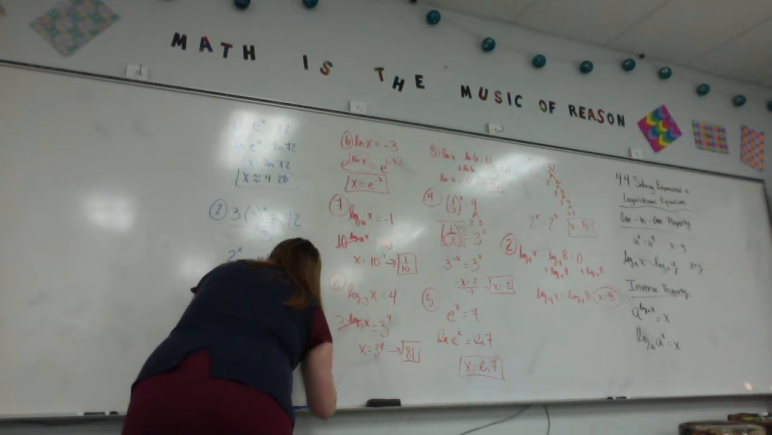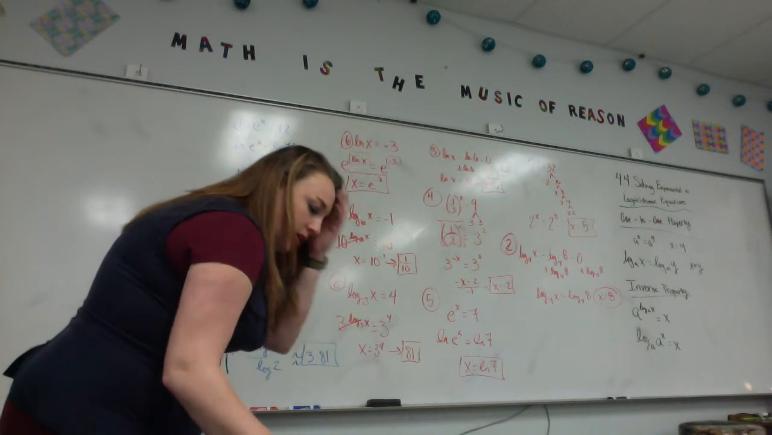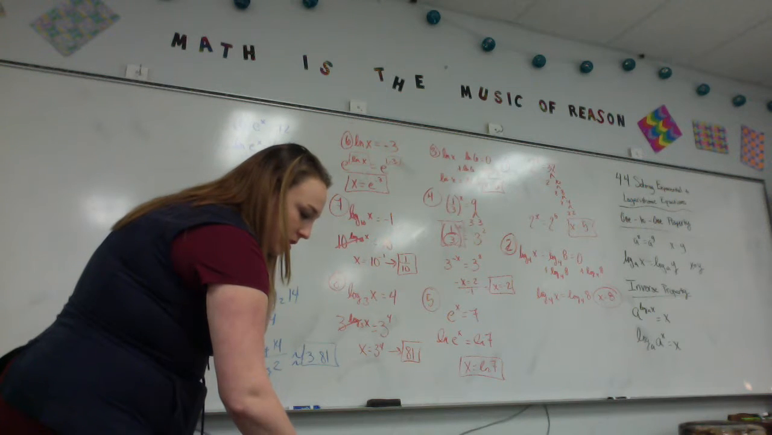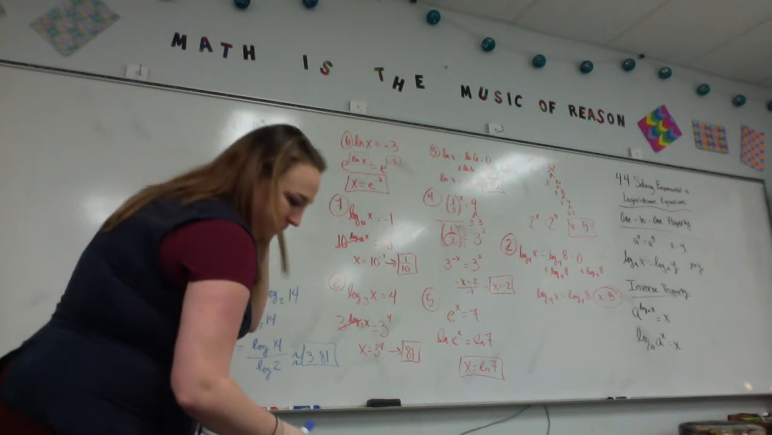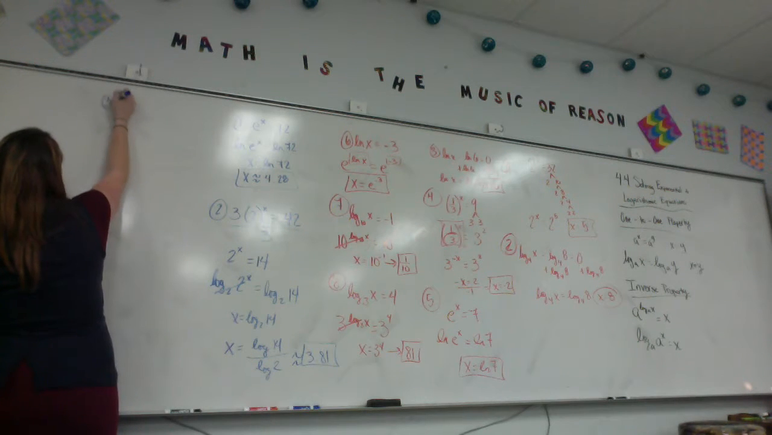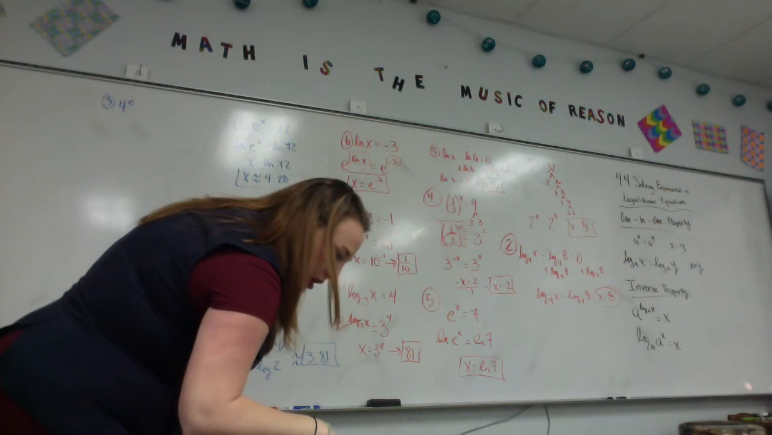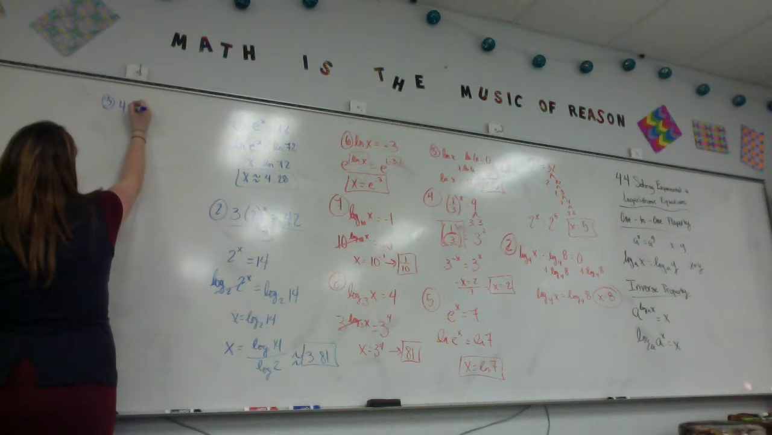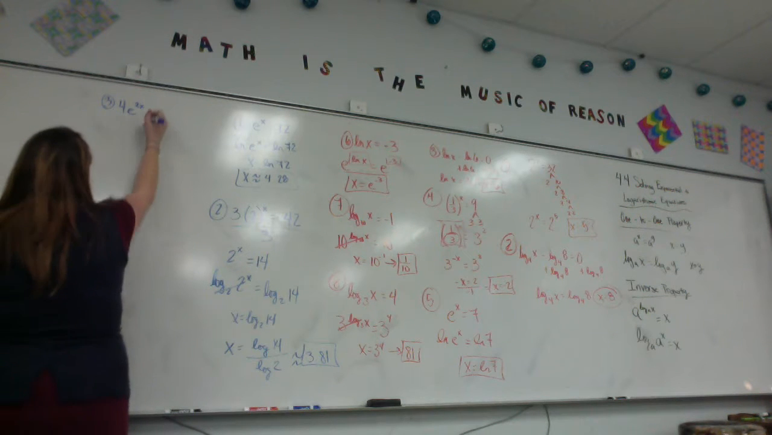So when it says evaluate, I need you to take it all the way to a number answer. Okay? Let's do 2 more, and then we'll solve. We'll leave factoring for tomorrow. Let's try this one: 4 times e to the 2x, minus 3 equals 2.